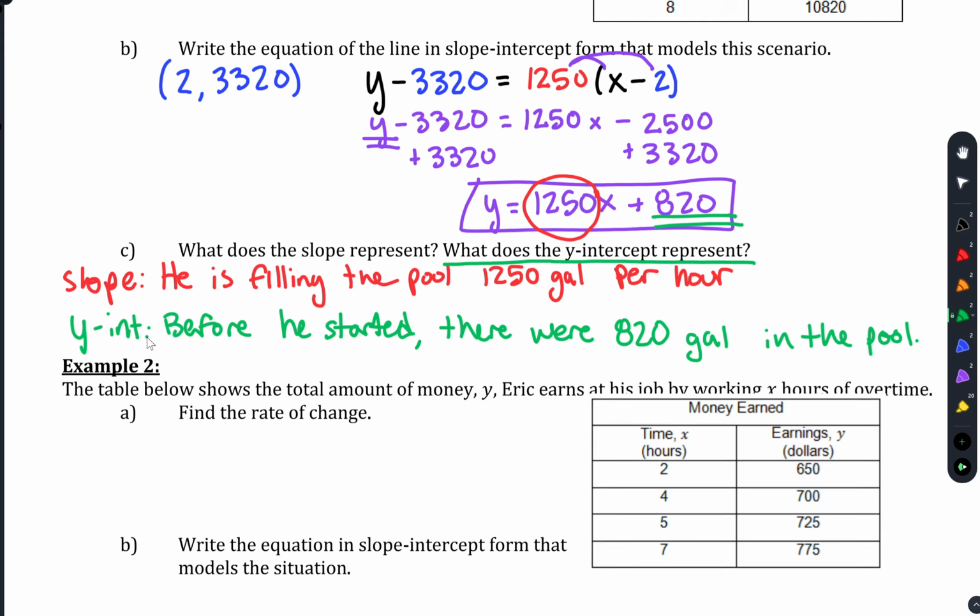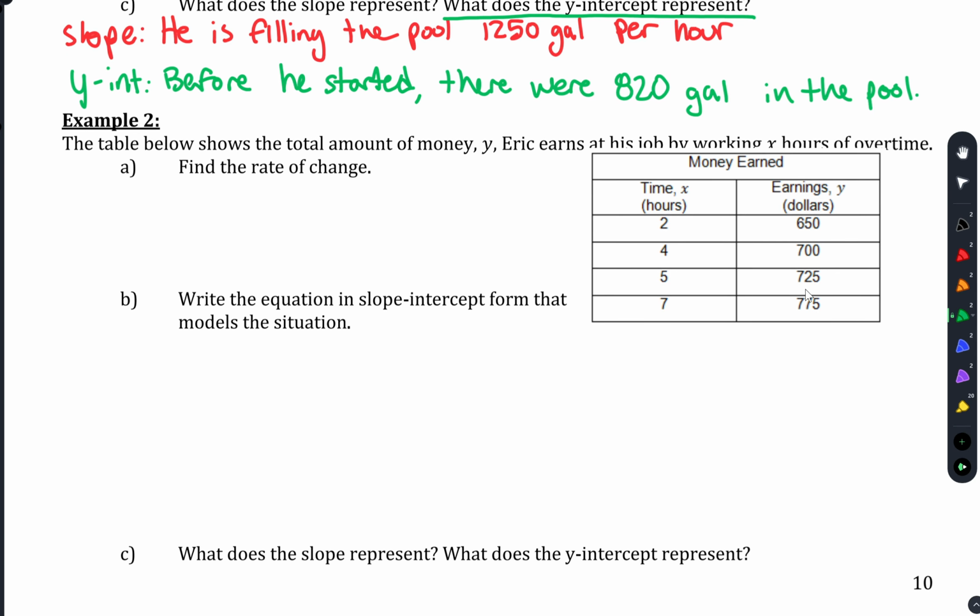We're halfway done. Let's do it one more time and then you're done. Problem number 2. The table below shows the amount of money Y Eric earns at his job from working X amount of hours in overtime. Find the rate of change. How do I do that? It's exactly the same as the problem before. How am I going to find the rate of change?